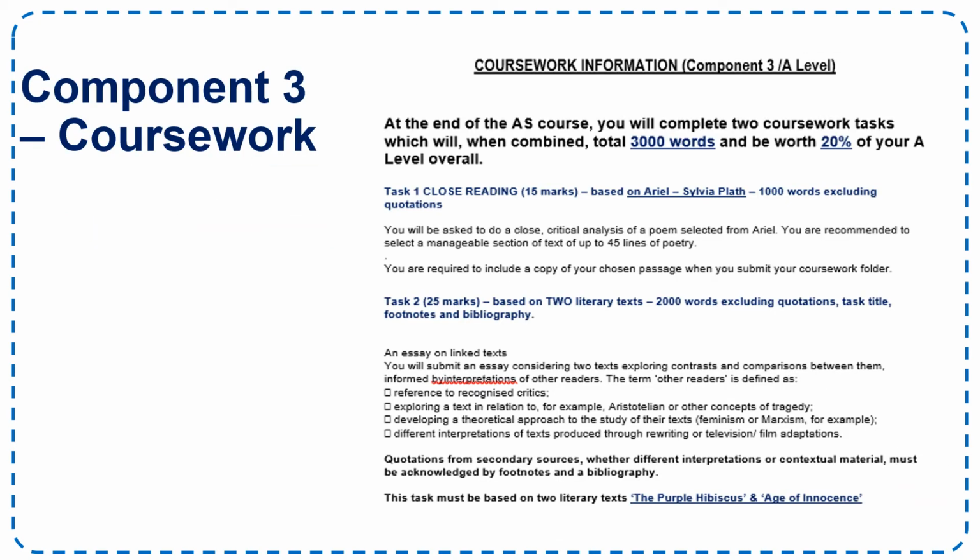And here's some more detailed information about the coursework, which is component 3 of the A-level course. At the end of AS, which is year 1 of your A-level, you will complete 2 coursework tasks, which, when combined, total 3,000 words and be worth 20% of your A-level overall. Task 1 is a close reading of 15 marks based on Ariel by Sylvia Plath, and Task 2 is worth 25 marks based on 2 literary texts, which are Purple Hibiscus and Age of Innocence.